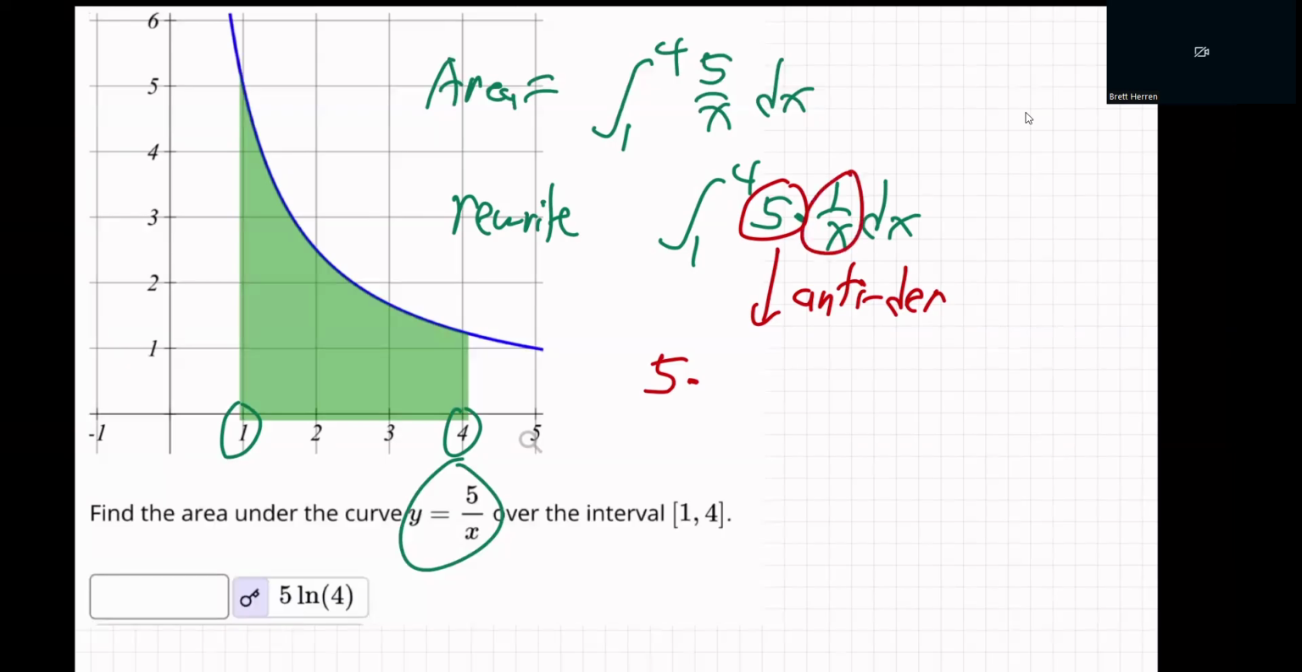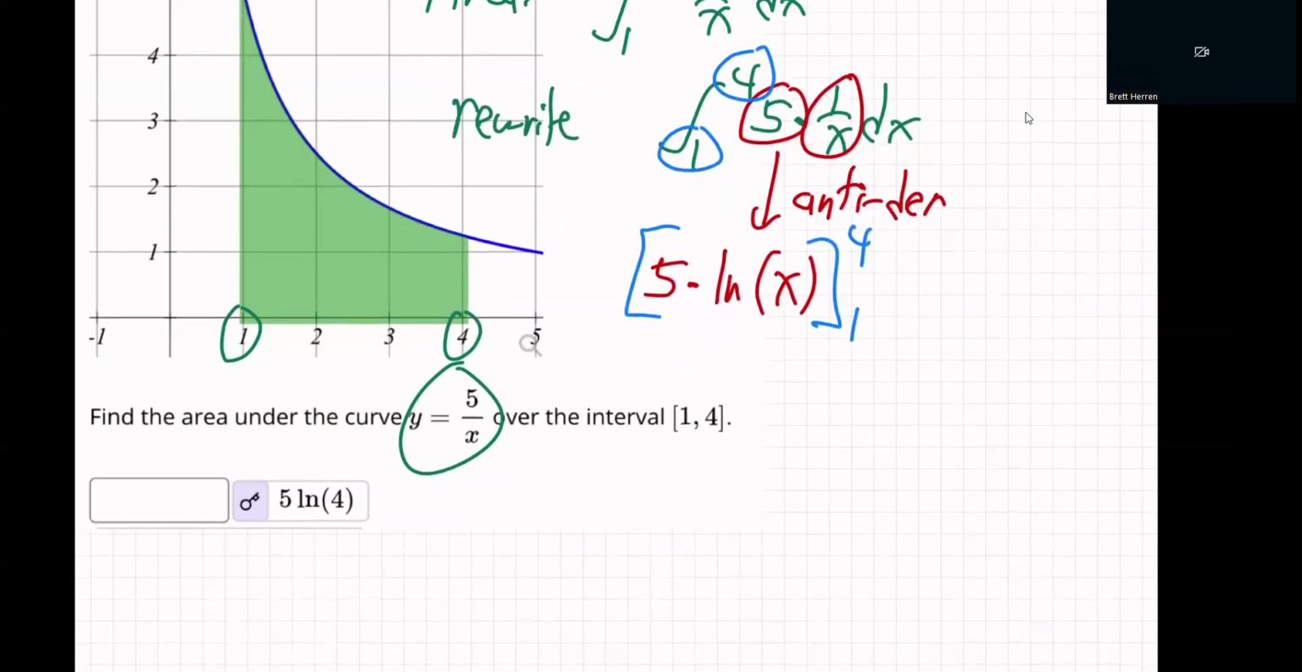Do you remember what function it is? It's the natural log of x. Remember that? Because the derivative of natural log goes back to 1 over x, doesn't it? 1 over the argument. Okay, but we're not done there. We need to evaluate that from 1 to 4. Those were our bounds from 1 to 4.